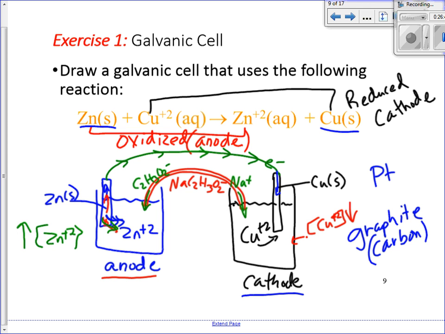What are we going to run out of? We're going to run out of salt bridge components. Because if they all migrate in and the neutrality can't be balanced anymore, if you run out of those components, your battery will stop working. What else could happen?